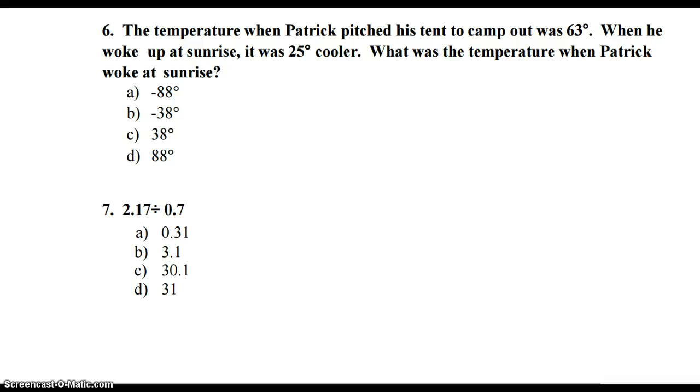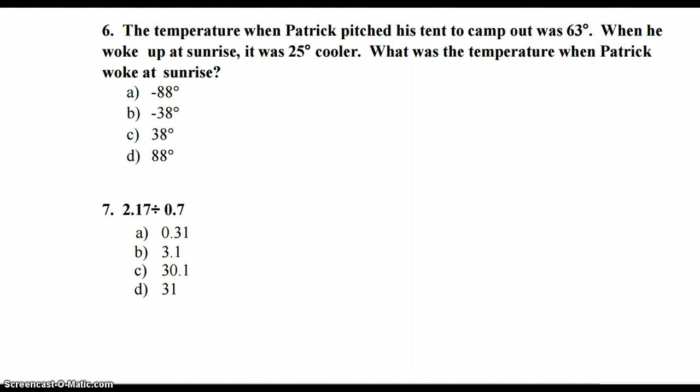Okay, let's check out numbers 6 through 10 on the 7th grade MCA packet. Number 6 reads, the temperature when Patrick pitched his tent to camp out was 63 degrees. When he woke up at sunrise, it was 25 degrees cooler. What was the temperature when Patrick woke up at sunrise?